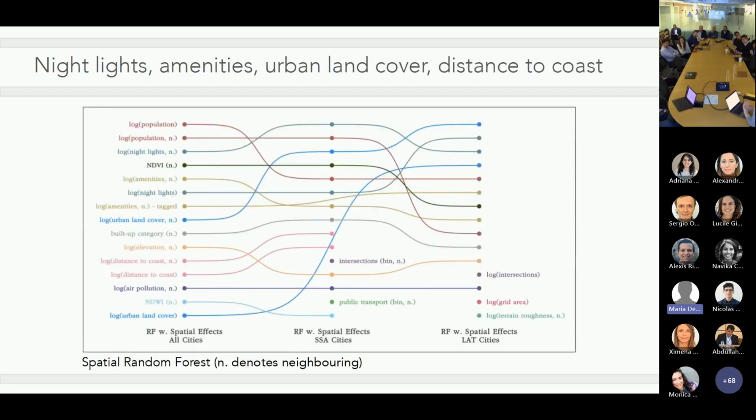The next thing we did, of course, a natural thing to do, is look at variable importance on an individual level, right? Effectively, variable importance is just you leave out a variable individually and see how the prediction does. And so we can focus here on the first column, which is the column where we train on all cities. And we can see, of course, population, neighboring population. The N in brackets denotes the neighboring version of the variable. So we see population, night lights, we see NDVI as vegetation cover, we see amenities, and we see neighboring amenities, built up cover, etc.